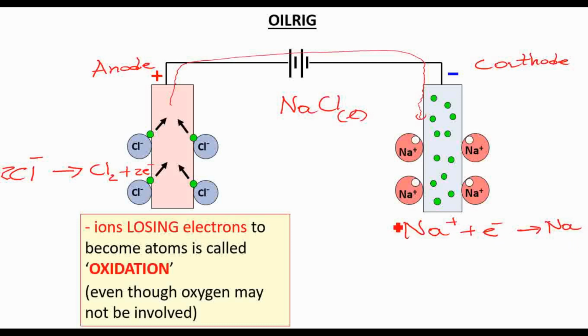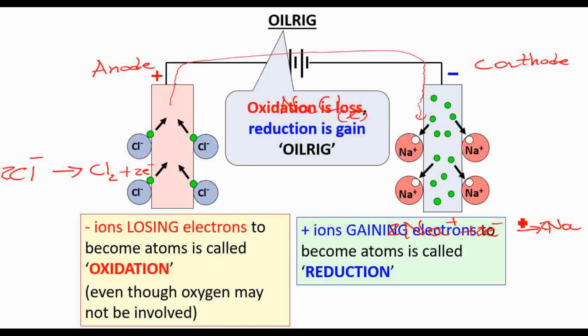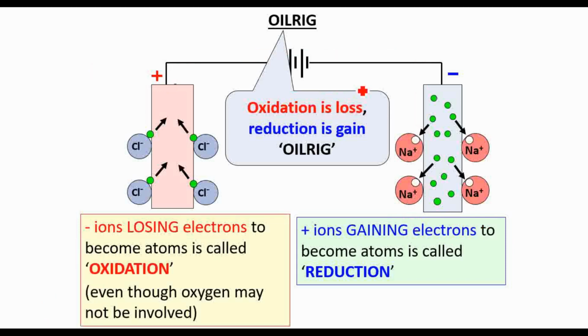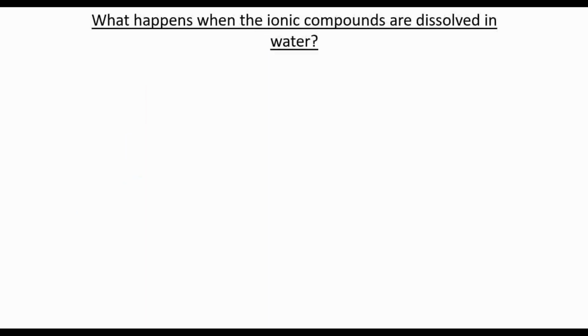Good. And if you want to be ultra correct, or if you're doing A levels, you would have 2Na+ accepting the 2 electrons to form 2 sodium atoms. And that process that takes place there is reduction. So just remember the term OIL RIG. Oxidation is loss, reduction is gain.